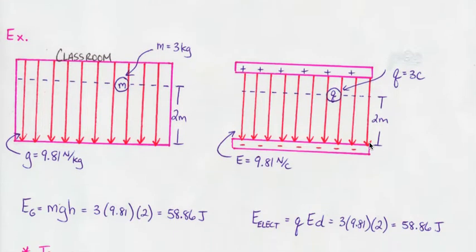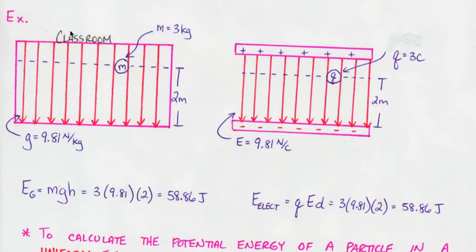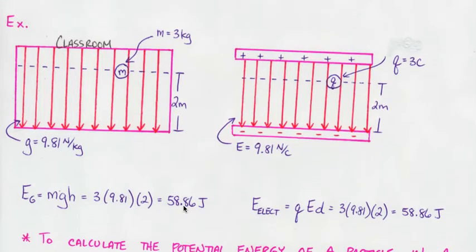So again, just to show you an example and hopefully make this more concrete, in the classroom, if I have a field strength of 9.81 newtons per kilogram, I have a mass of 3 kilograms, and I hold it 2 meters above the ground. Hopefully you all realize the gravitational potential energy would be mgh, 3 times 9.81 times 2, and I would get 58.86 joules of gravitational potential energy.